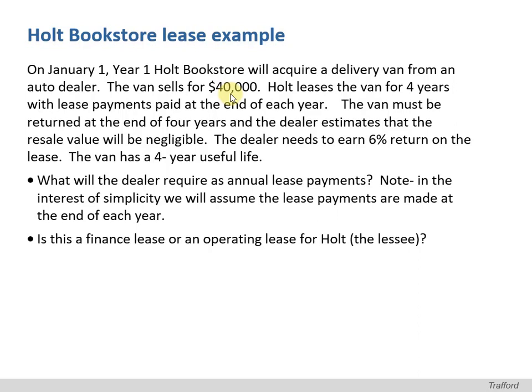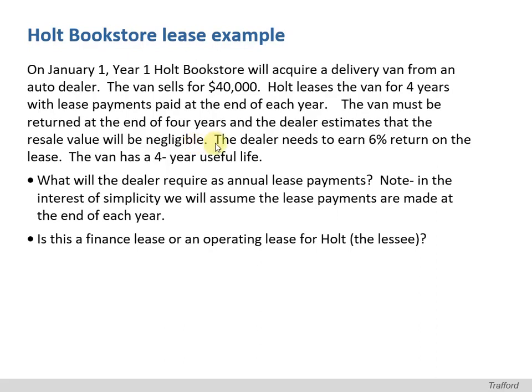And they make an agreement with the dealer that they're going to make 4 annual payments, and they'll make those payments at the end of each year. At the end of the 4 years, the van gets returned to the dealer. The van only has an estimated useful life of 4 years, so the dealer estimates that when they get that van back from Holt, it won't be worth very much. The resale value will be negligible.